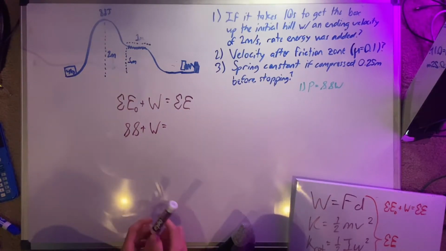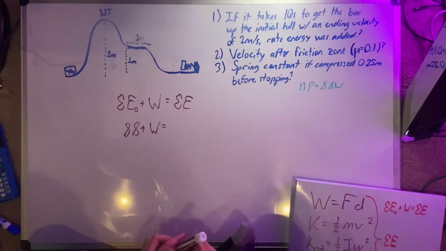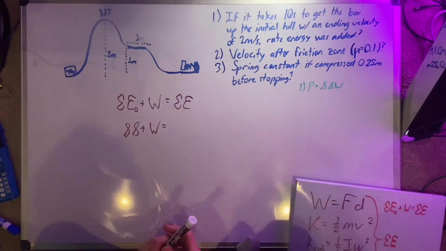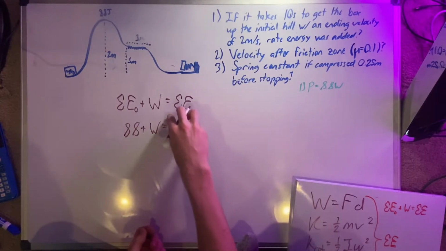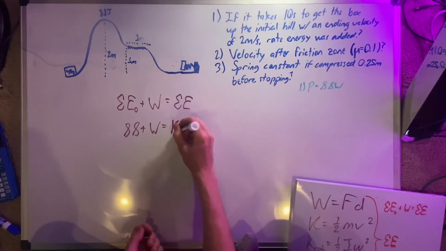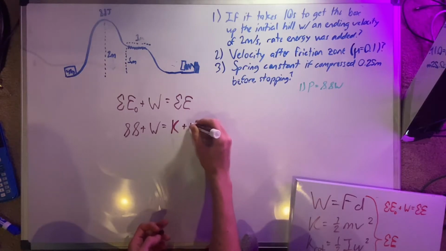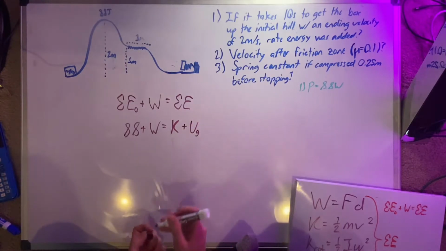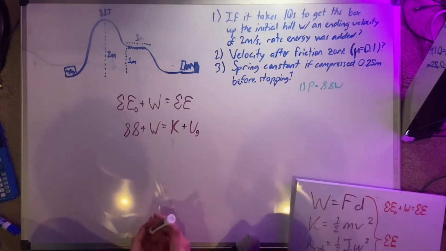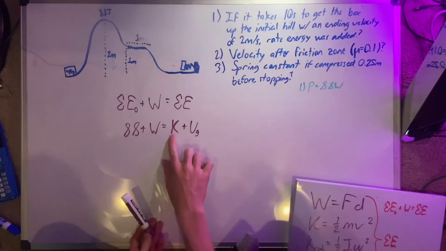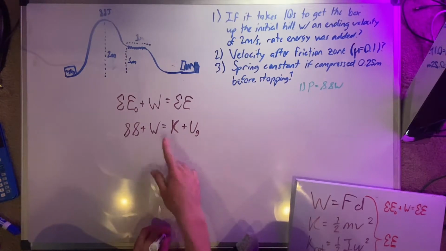Well, after the friction zone, assuming that it's still up there at 1 meter above it, we have some kinetic energy. I didn't mean to put 1/2 there. We have some kinetic energy plus some gravitational energy because it's still at a height above 0. So now we know that we have to deal with this work here.